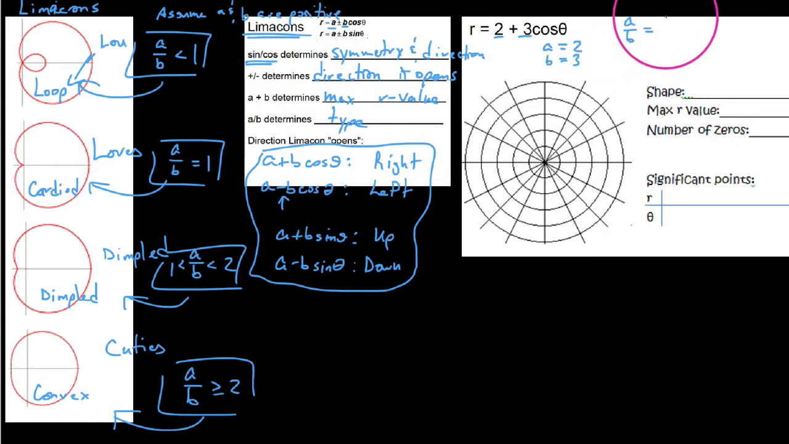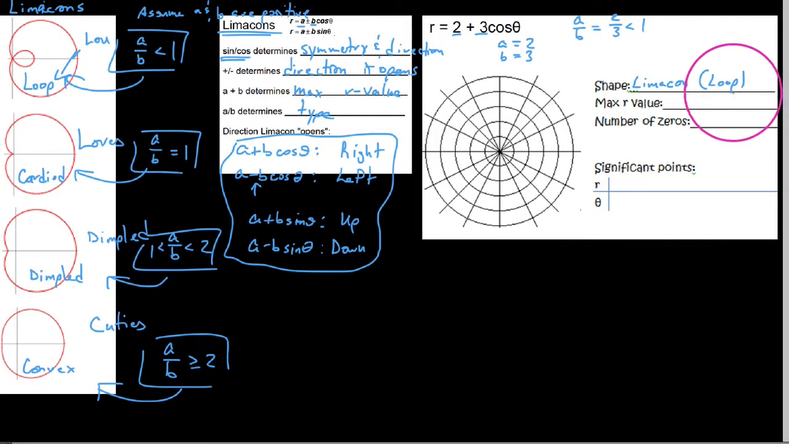We want to say A over B is 2 over 3. And what I notice here is that 2 over 3 is less than 1. So that was our first option here, or loop. So we have a limacon, and we have a loop is what we would put as the type, okay? So the maximum R value we said would be obtained as A plus B. So we say A plus B, which is 2 plus 3, which is going to be 5. It's going to go out 5 at most.